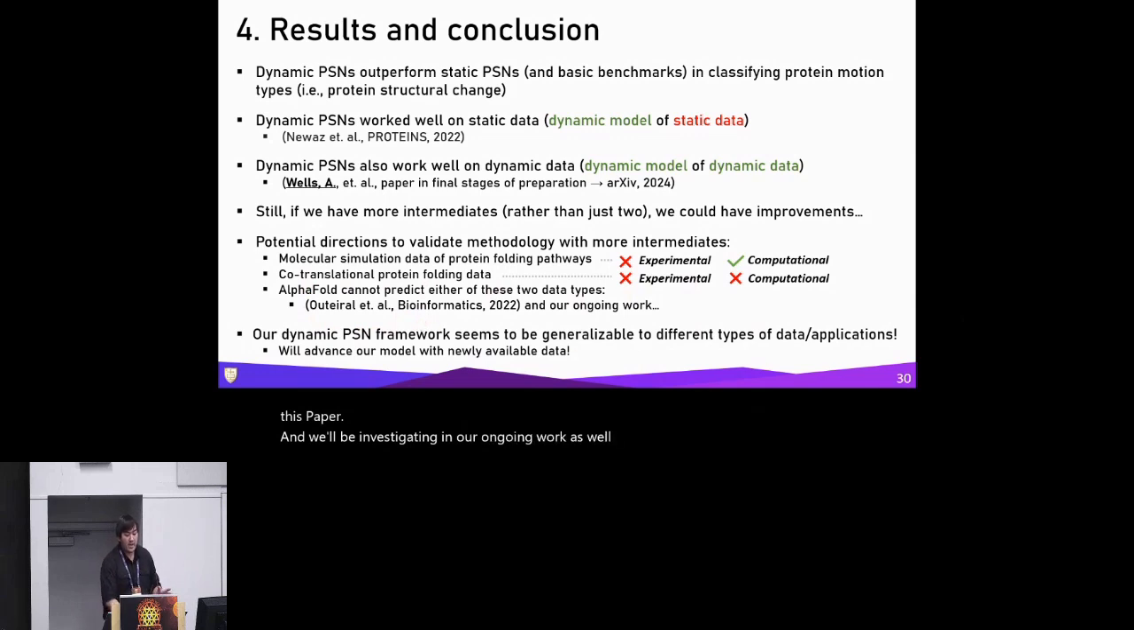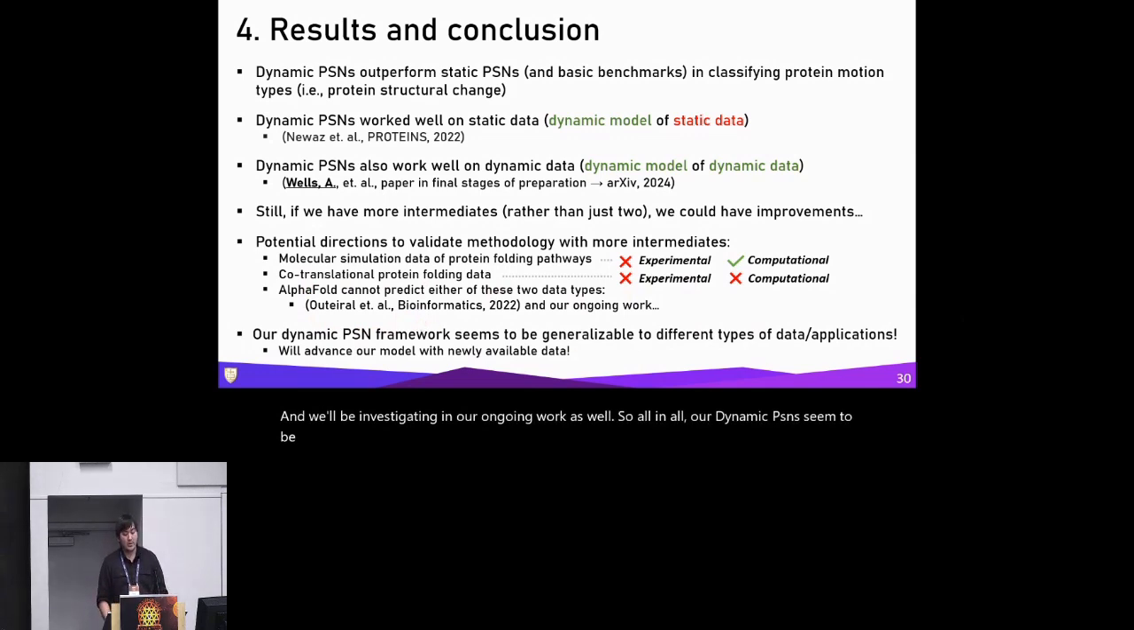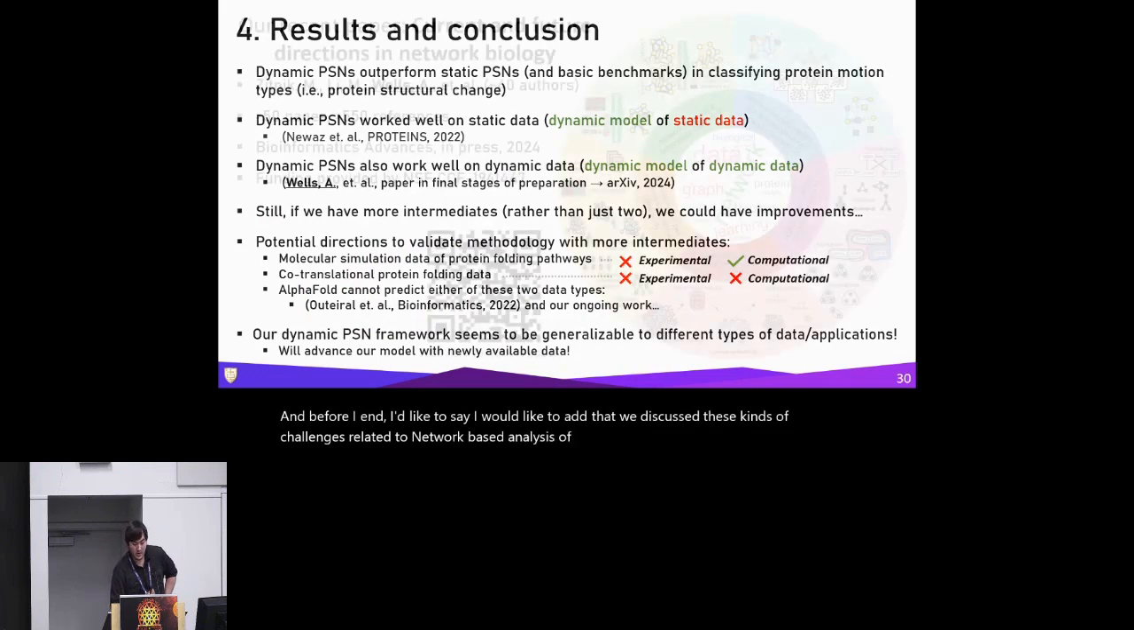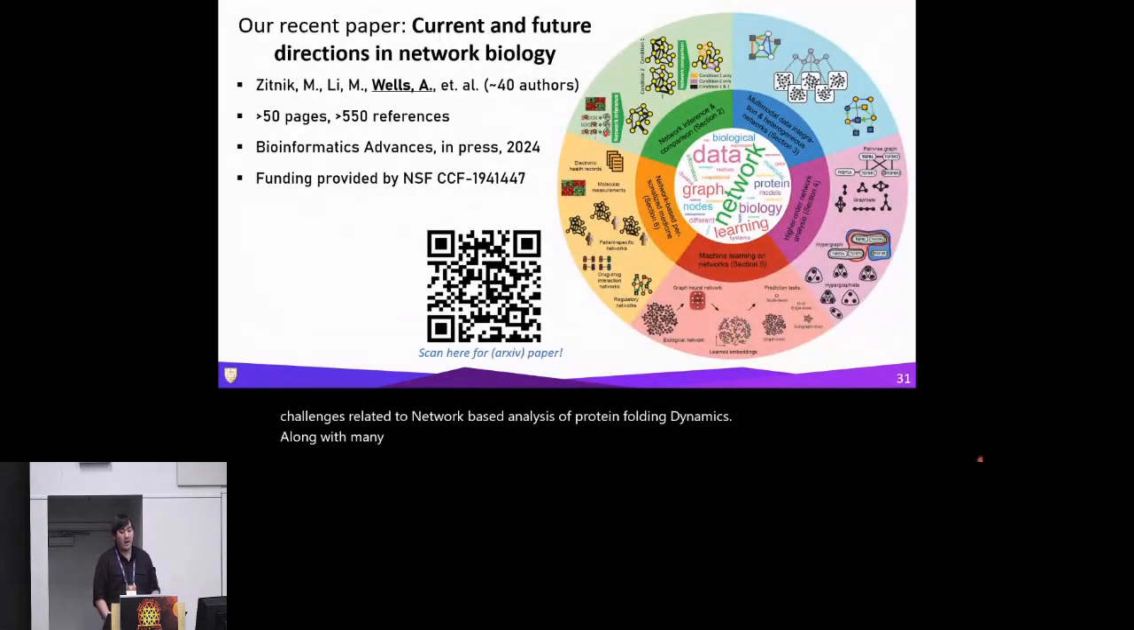So all in all, our dynamic PSNs seem to be really good at generalizing to dynamic data, and we certainly hope to test this model and design more advanced models on more newly available dynamic data. Before I end, I would like to add that we discussed these kinds of challenges related to network-based analysis of protein folding dynamics, along with many other challenges in the field of network biology, in our most recent perspectives paper, for which I'm a co-first author. This was an amazing and enormous effort by many authors, and we hope to shape the future of network biology with this kind of work.